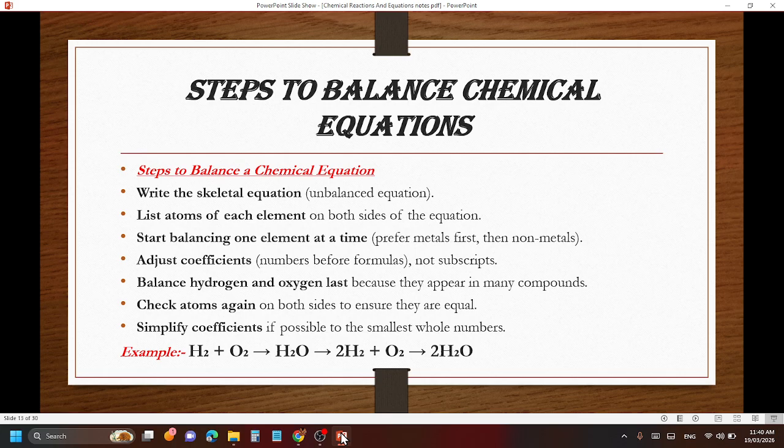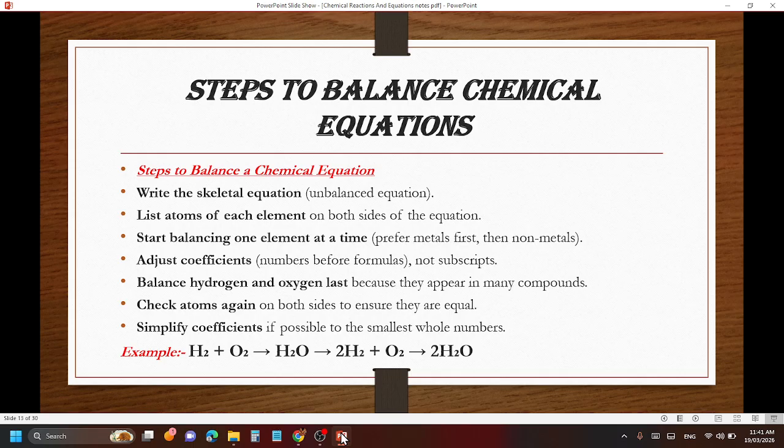Then lastly, this is most important. Check atoms again on both sides to ensure they are equal. We have to check so that they are equal, or else if there is an error, you will lose the mark. Last but not least, simplify the coefficients if possible. Simplify means reducing to the smallest whole numbers. Now I'll repeat it again. Write an unbalanced equation, list the number of atoms. Now start balancing one element at a time. Again I'm repeating, don't touch the subscript.